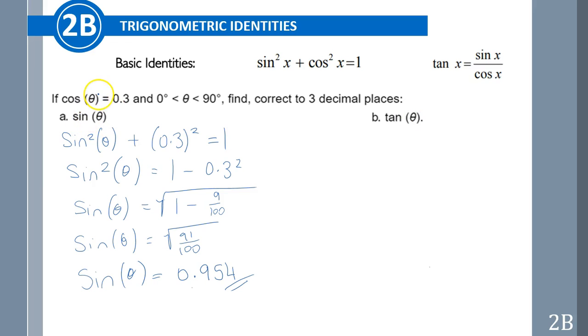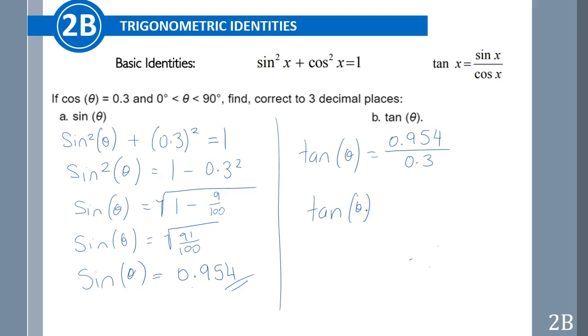So we've got sine of theta, we've got cos of theta, so we can use this second trig identity over here to try and find tan of theta. So tan of theta equals sine of x, which is 0.954, divided by cos of x, which is 0.3. Again, I think the first question on your worksheet, so sine of 0.8, you should be able to do completely without the calculator. This second one is a bit meaner. Okay, so we've used both there.